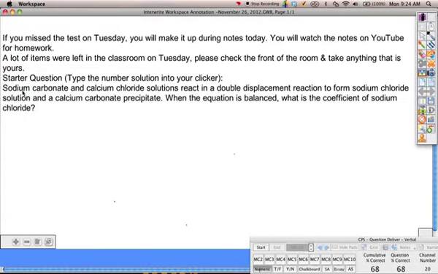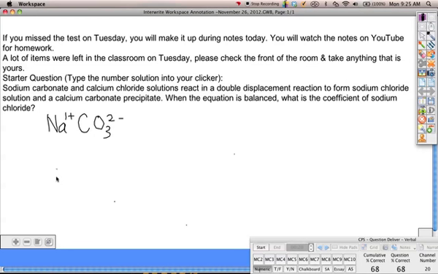Periodic table. So sodium is a symbol Na, not S. It has a charge of 1 plus because it is in the first column. Carbonate is a polyatomic ion. Hopefully you remember that it is CO3 with a 2 negative charge. Can I leave it written like that? No. What do I have to do?